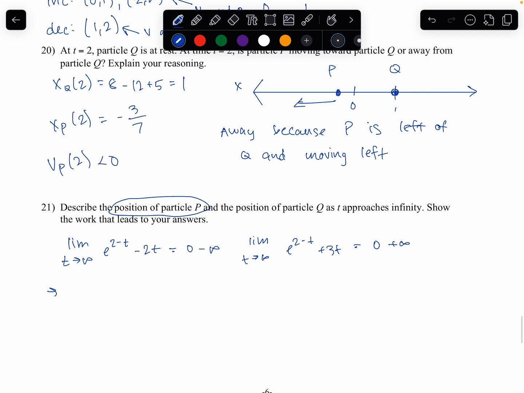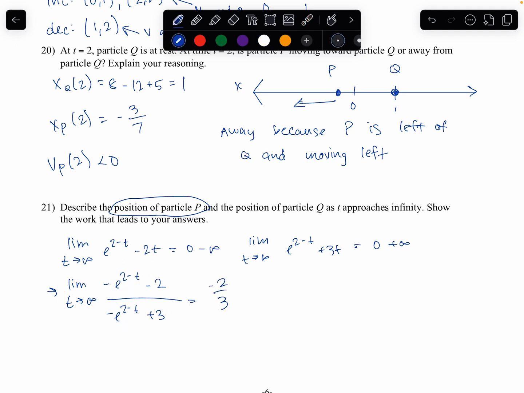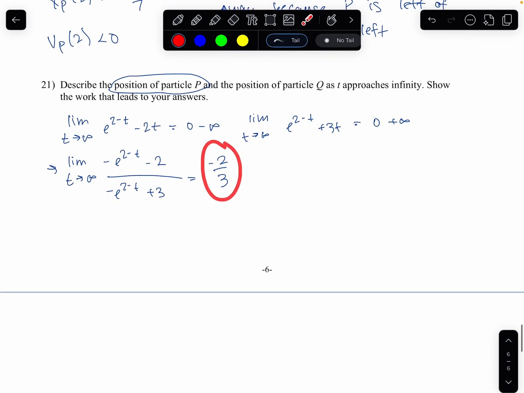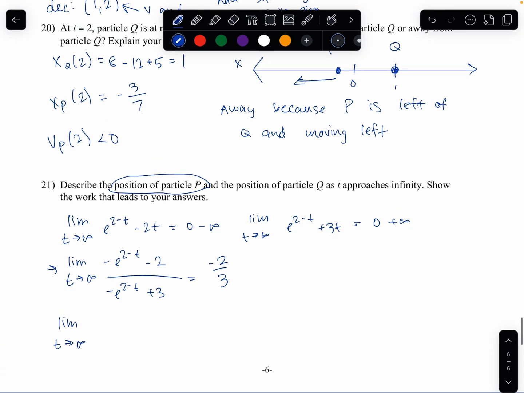Okay, so then we have to use L'Hopital's rule. The limit as t approaches infinity, and the derivative of this right here is going to be negative e to the 2 minus t minus 2 over negative e to the 2 minus t plus 3. As I apply the limit, that will be 0, that will be 0. So I'm going to be left with negative 2 over 3. So the position of particle P as time increases to infinity, eventually particle P is just going to approach negative 2/3.